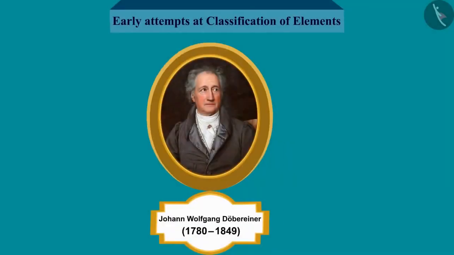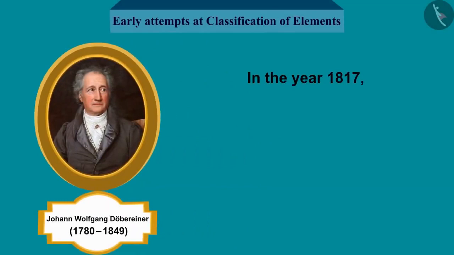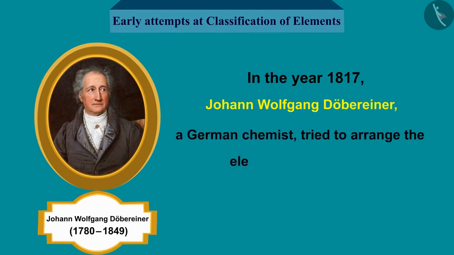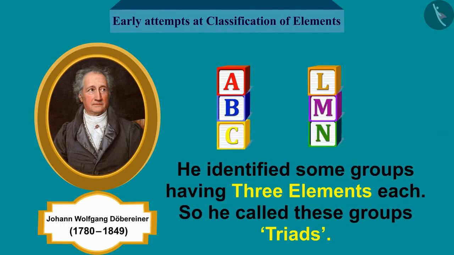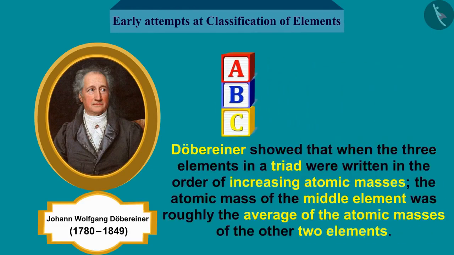In the year 1817, Johann Wolfgang Dobereiner, a German chemist, tried to arrange the elements with similar properties into groups. He identified some groups having 3 elements each. So, he called these groups triads. Dobereiner showed that when the 3 elements in a triad were written in the order of increasing atomic masses, the atomic mass of the middle element was roughly the average of the atomic masses of the other 2 elements.